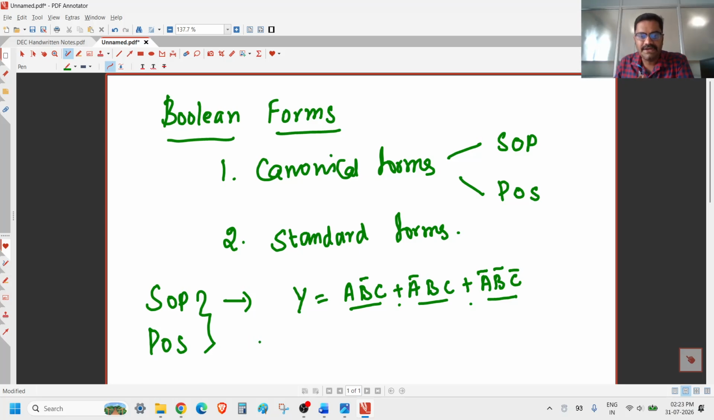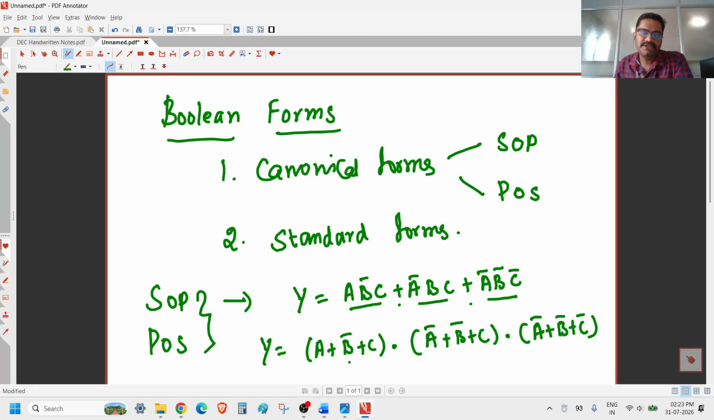In case of POS, it is in the form of y is equal to a plus b bar plus c into a bar plus b bar plus c into a bar plus b bar plus c bar. So the POS equation looks like this only. You can see these are the sum terms, so it is the product of these sums. That is why this is called POS, right? So this is the basic regarding the Boolean forms.